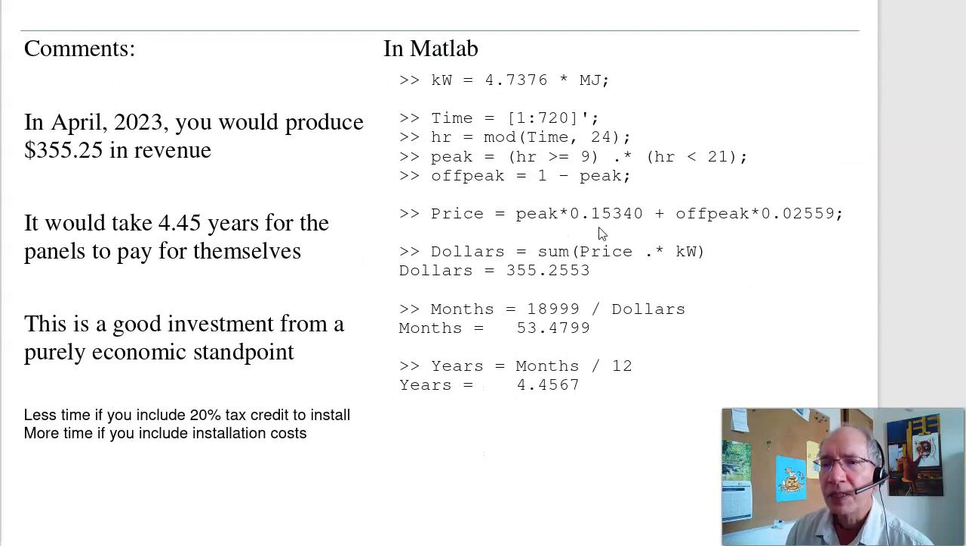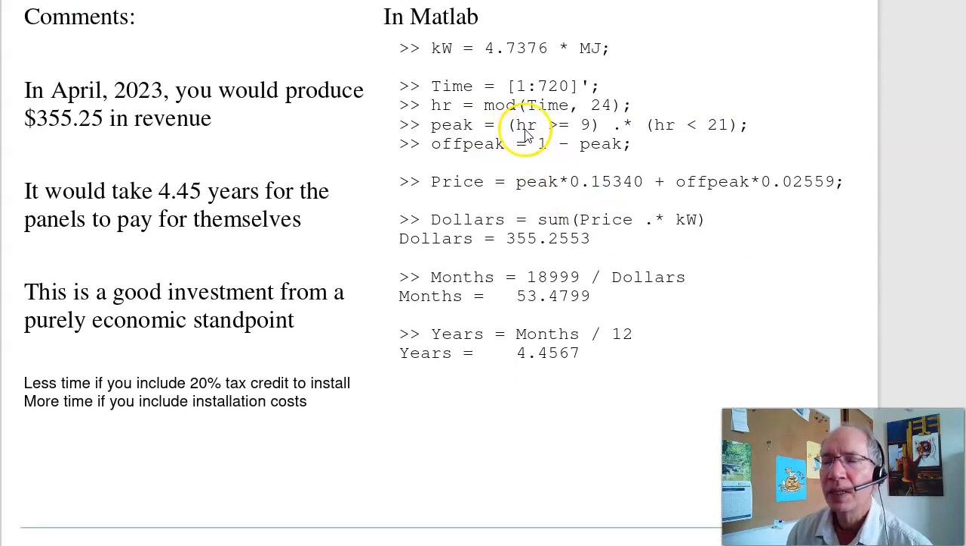In terms of pricing, I'll create a new variable called peak. Mod just counts 0 to 23. Peak is 1 if I'm at peak demand, that's between 9 a.m. and 9 p.m., and off-peak is the other times. So the price per kilowatt hour is a variable I'm going to create that's the same size as my data, but it's going to be at the peak times 15 cents a kilowatt hour, off-peak times 2.5 cents a kilowatt hour. So this converts kilowatt hours to dollars.